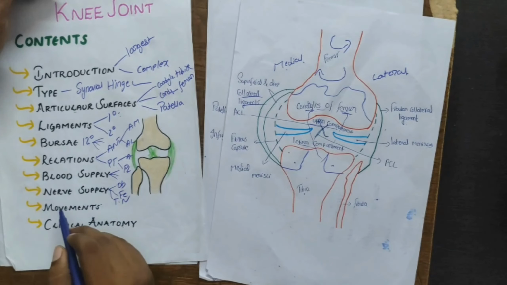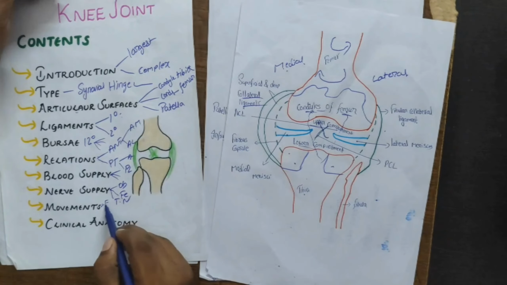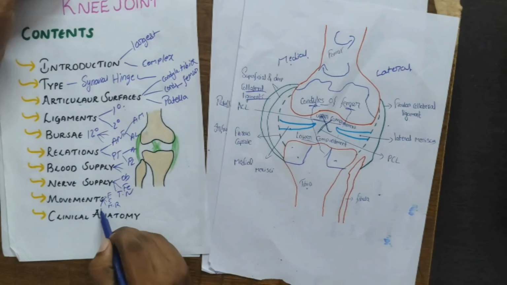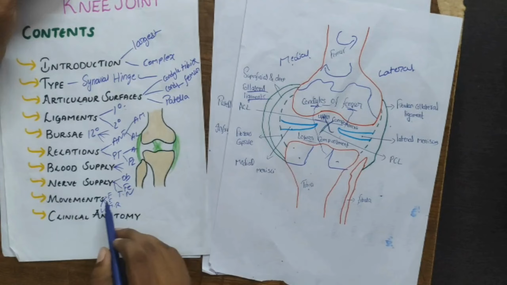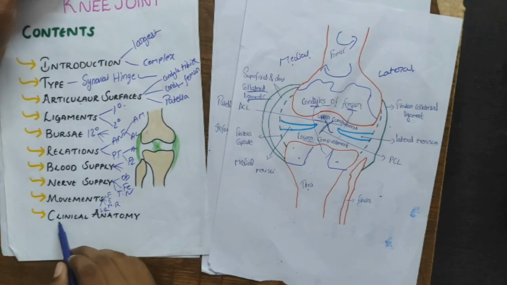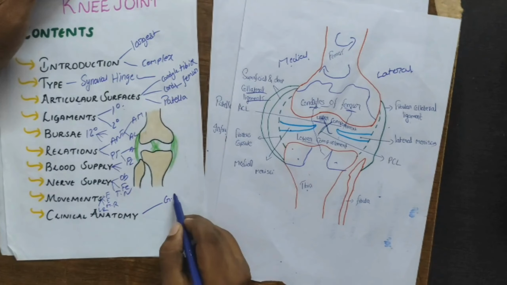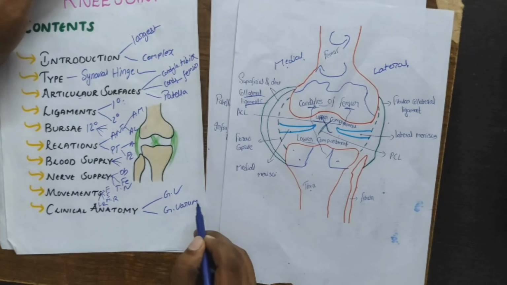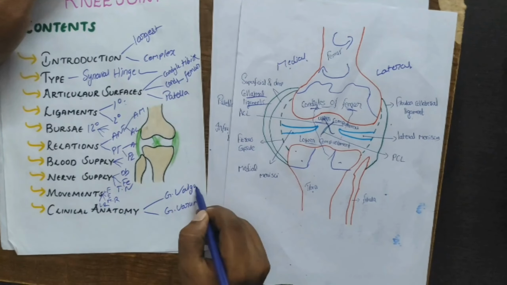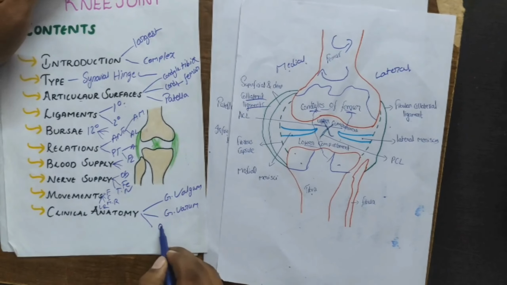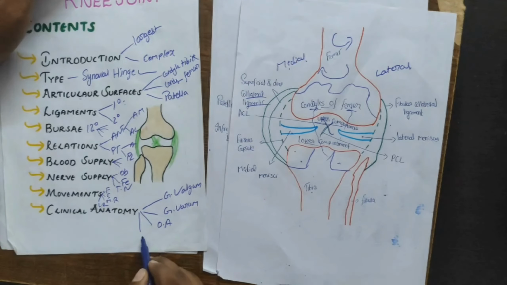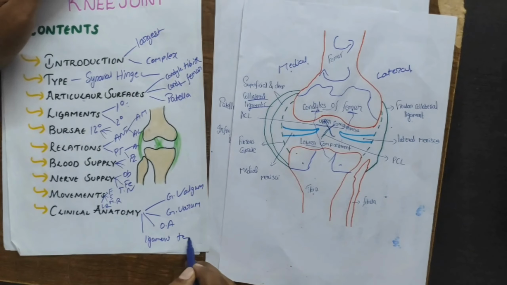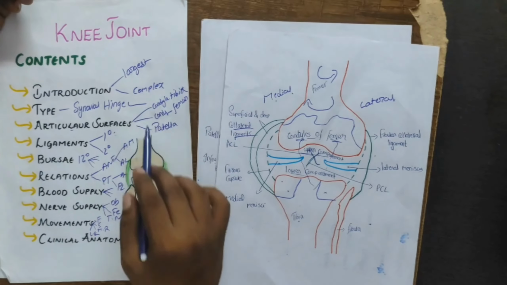Coming to the movements: flexion, extension, medial rotation and lateral rotation. Coming to the clinical anatomy: genu valgum, genu varum, ligament tears. This is all about the knee joint.